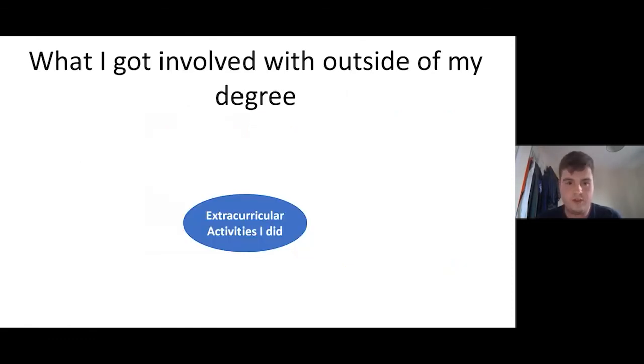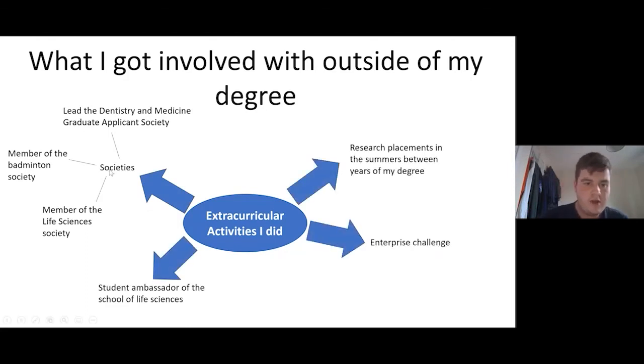So now I just want to go over some things I got involved with outside of my degree. So I was a part of academic and sports societies, and I even got the chance to lead a society. I also became a student ambassador for the School of Life Sciences, which gives me the chance to speak to you today. I did the Enterprise Challenge as well, which saw me come up with a sort of business idea, working with lots of students from different degrees to see if we could win this competition of business ideas. And then I got involved with summer research placements just at the University of Dundee. I got to work with some researchers there, and that was really useful for finding out more about research science.